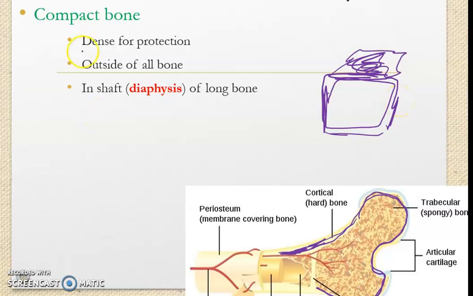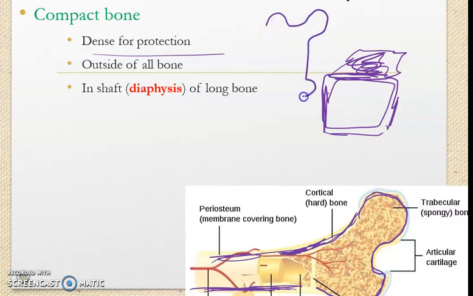Now, it is very dense for protection. It's also found in the shaft of long bones. So this is a long bone right here. Take a guess, it's long. It's in the outside here, but I have spongy bone in there too. But this shaft here is all compact bone as well. So if I draw the dog bone here, there's our typical cartoon dog bone. It's going to be in the shaft here.